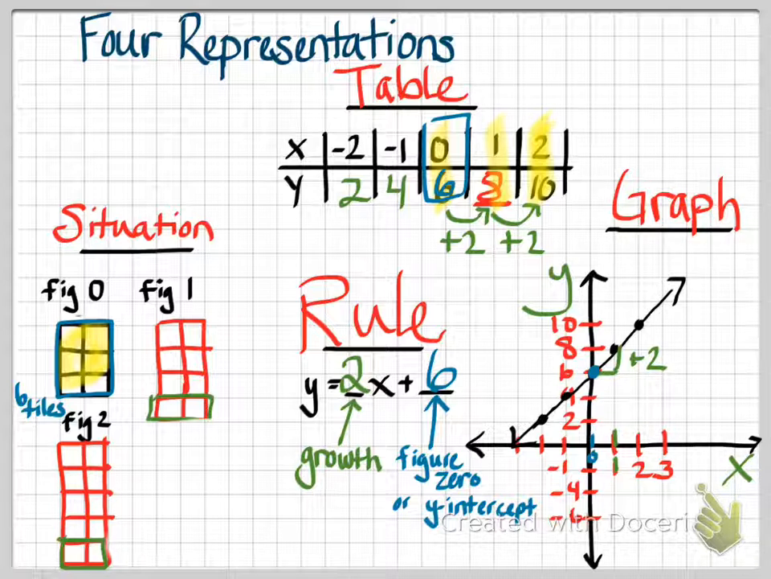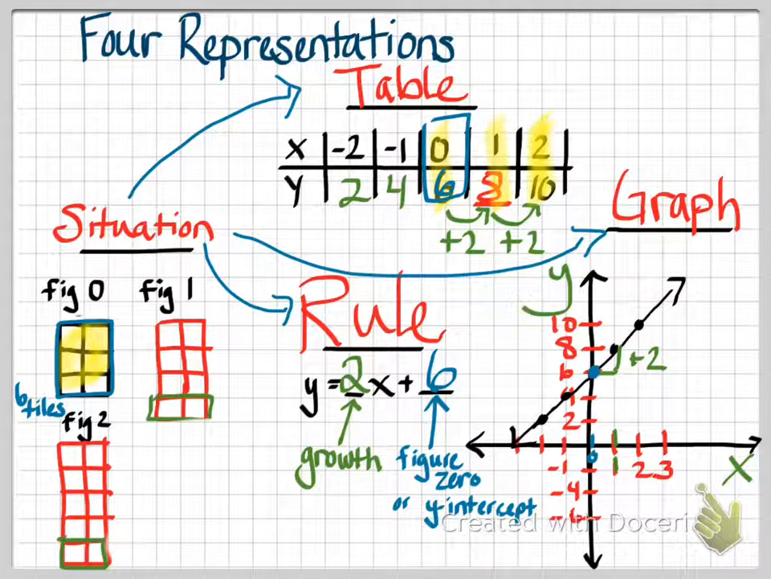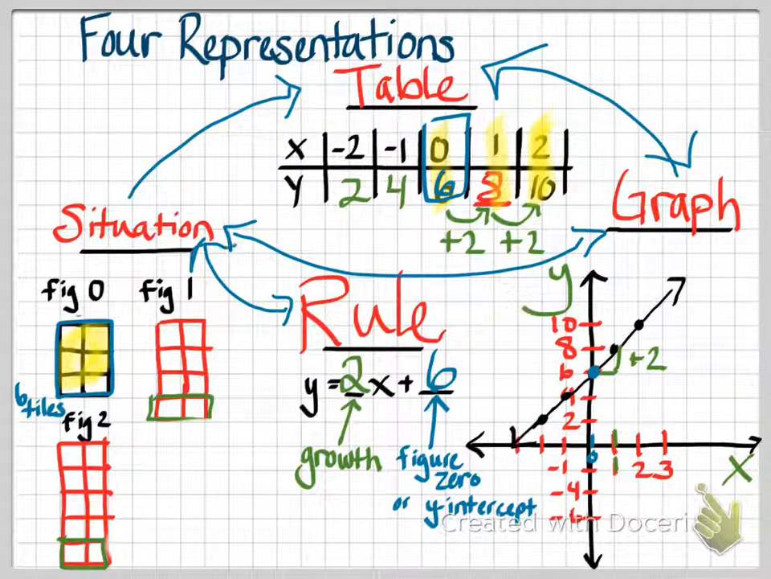So those 2 numbers are key for all 4 representations, and all 4 of them are interconnected. Your goal in the long run is to be able to turn a situation into a table, turn a situation into a rule, or a graph. And of course we want to go the other way too. We also want to be able to turn the graph into the table, or the table into the graph. We want to be able to go all directions on this big web of representations and turn all of them into the other. That is the 4 representations and how they're all interconnected.